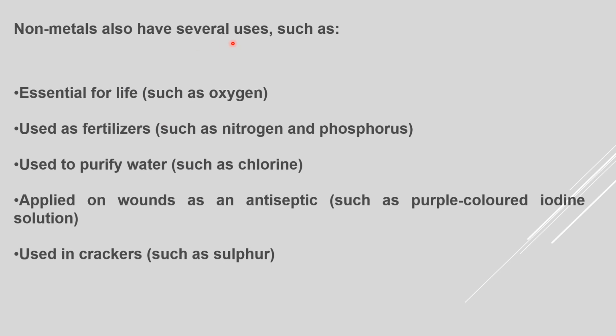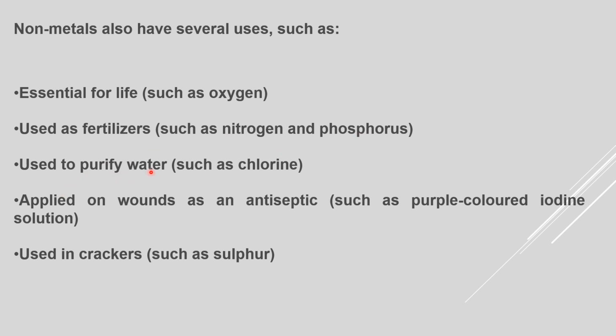Non-metals also have several uses. Some are essential for life, such as oxygen. We know that oxygen is a gas and a non-metal, and it is essential for life. Used as fertilizers: nitrogen and phosphorus are important ingredients of fertilizers, and they are also non-metals.